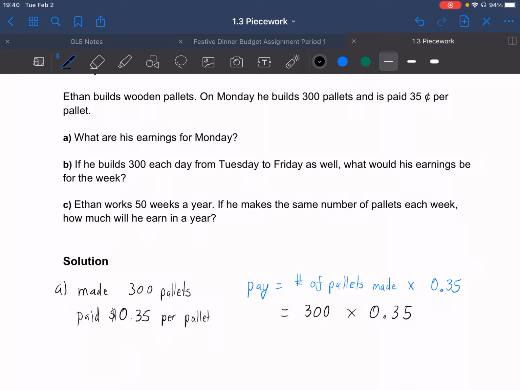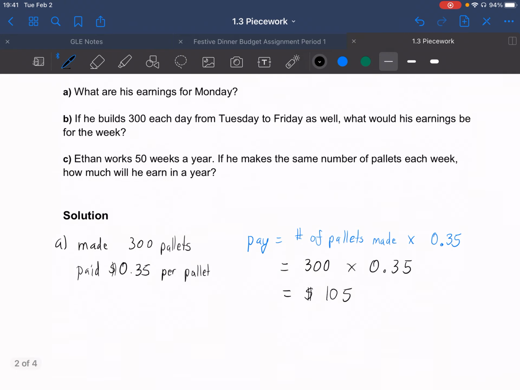That's the amount of money. So if we multiply 300 by 0.35, that will give us a total of $105. It's not bad for a day's work.